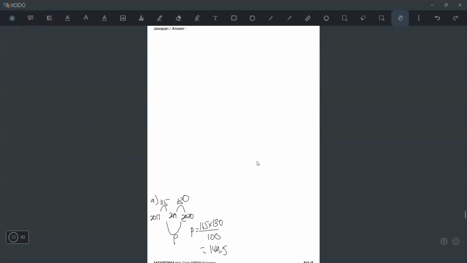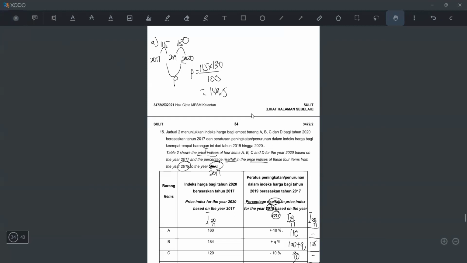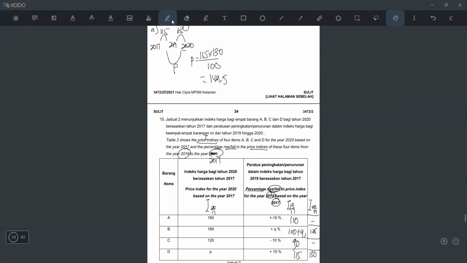Let's find Q because the question asks you to find Q also, right? So how to find Q? Okay, scroll down a bit. There. If I want to find Q, it means I'm finding the I for 19 over 17, right? So how to do, Sharmin? Use the smiley face also. So just draw a smiley face.